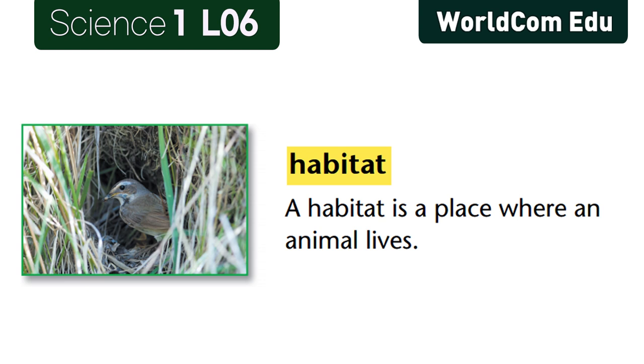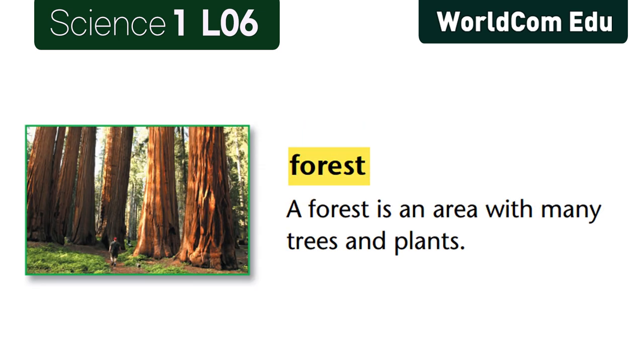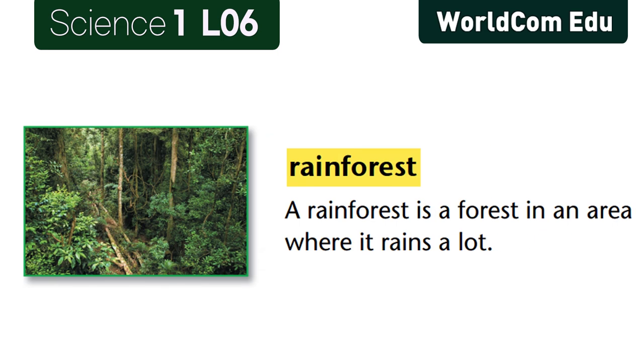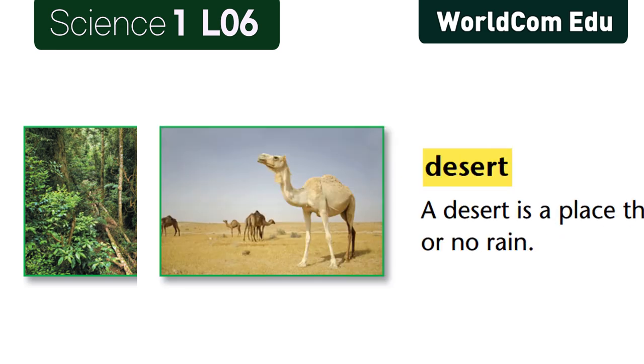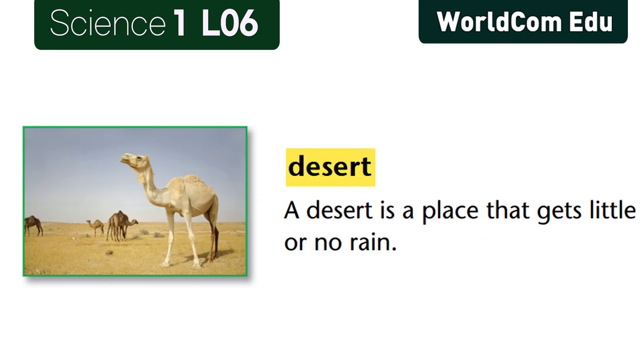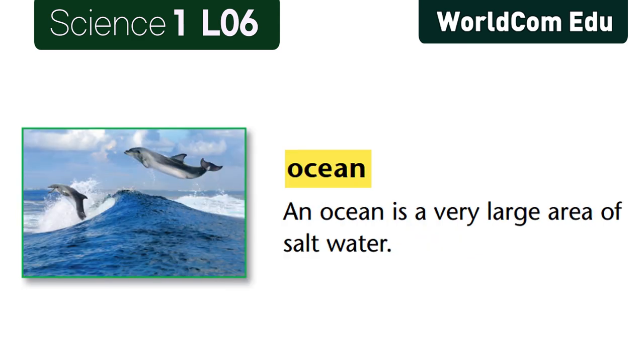Lesson 6. Where animals live. Habitat. A habitat is a place where an animal lives. Forest. A forest is an area with many trees and plants. Rainforest. A rainforest is a forest in an area where it rains a lot. Desert. A desert is a place that gets little or no rain. Ocean. An ocean is a very large area of salt water.